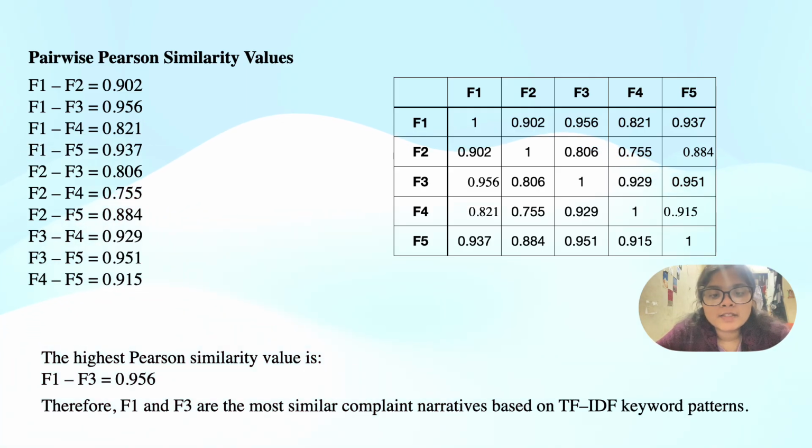So this table tells us which document is most similar or dissimilar to which one. And the highest Pearson similarity value that we got here between non-identical complaints or FIRs is 0.956, which is between F1 and F3. Here you can see F1 and F3 we have 0.956. Therefore, F1 and F3 are the most similar complaint narratives based on TF-IDF keyword patterns.